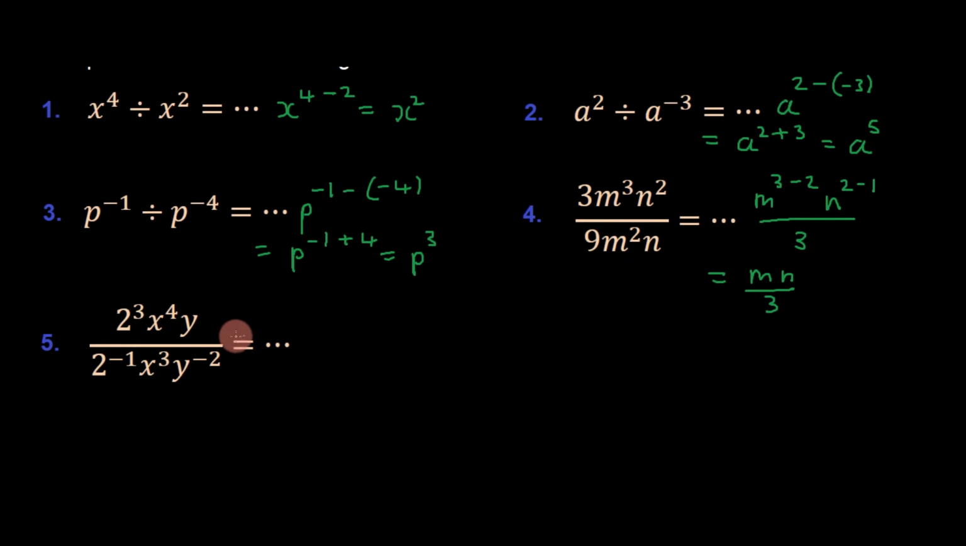Let's go to number 5. We can subtract the powers of the 2's, so it's 2 to the 3 minus negative 1 times x to the 4 minus 3 times y to the 1 minus negative 2. A minus times a minus is a plus, so it's 2 to the 3 plus 1, 2 to the 4, x to the 1, or just x, y to the 1 plus 2, which is y cubed.